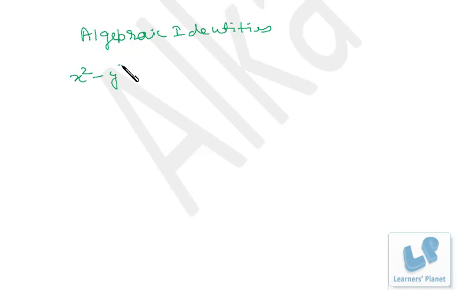Basically, friends, algebra is the study of variables. The first thing that we are going to take up here is algebraic identities. Right? The very first is x square minus y square. That's x minus y and x plus y. Right? This can be written as this and this can be written as like this.